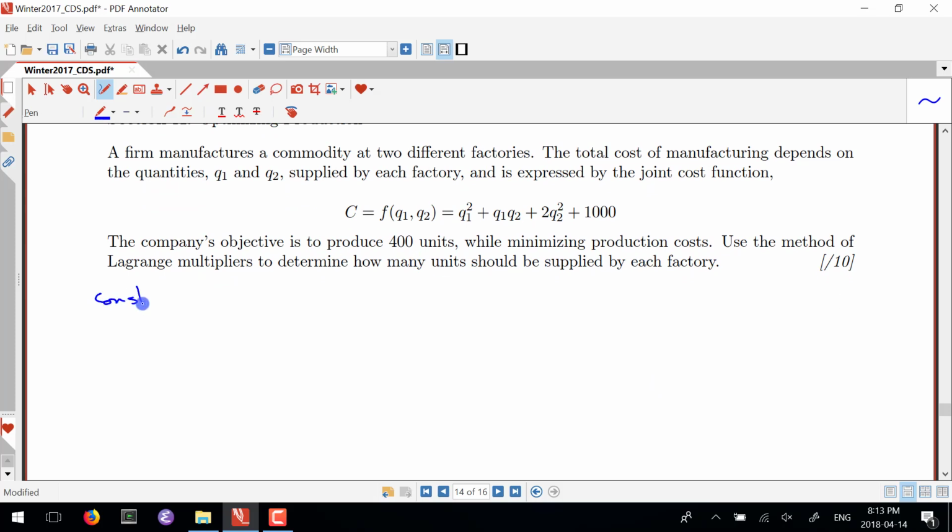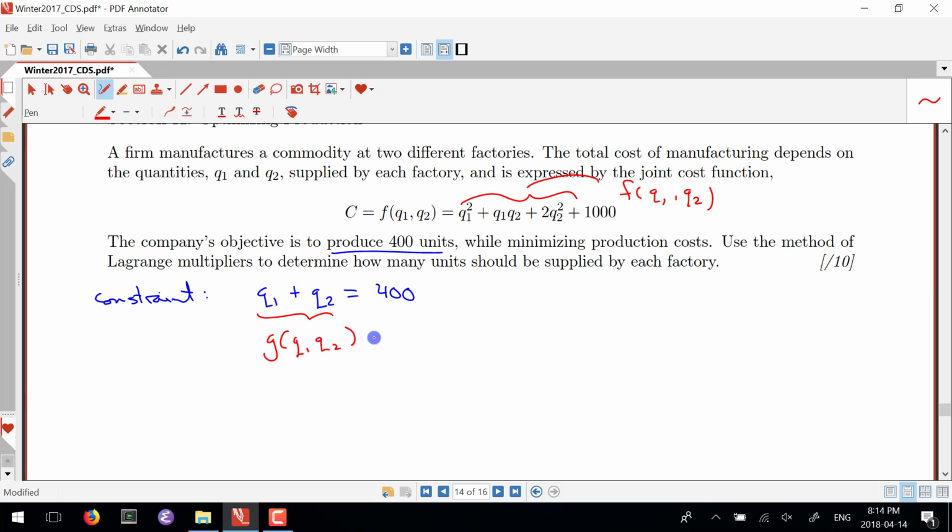So the first thing I would do here is explicitly write out what the constraint is. They need to produce 400 units, and how do we produce units? Well, we make some in factory 1 and some in factory 2, and that grand total has to add up to 400. We then have the cost function, and going to the nomenclature that we've used in the class, this is what we would call f of Q1 and Q2. And this constraint here is our g of Q1, Q2, and that is equal to some constant k.